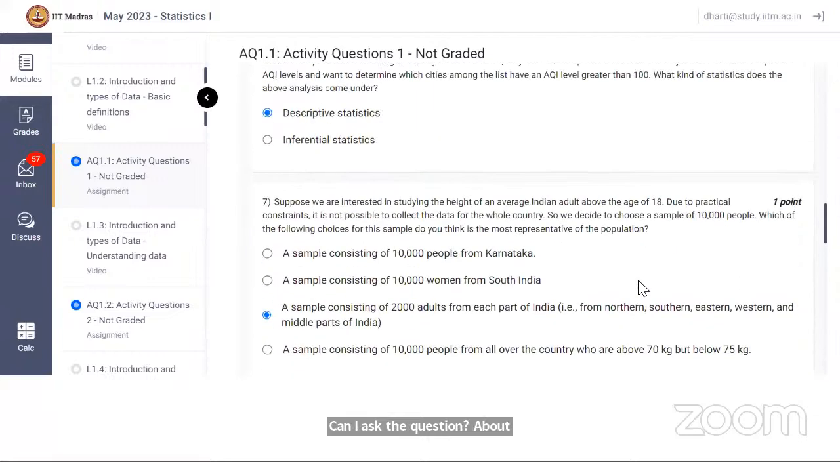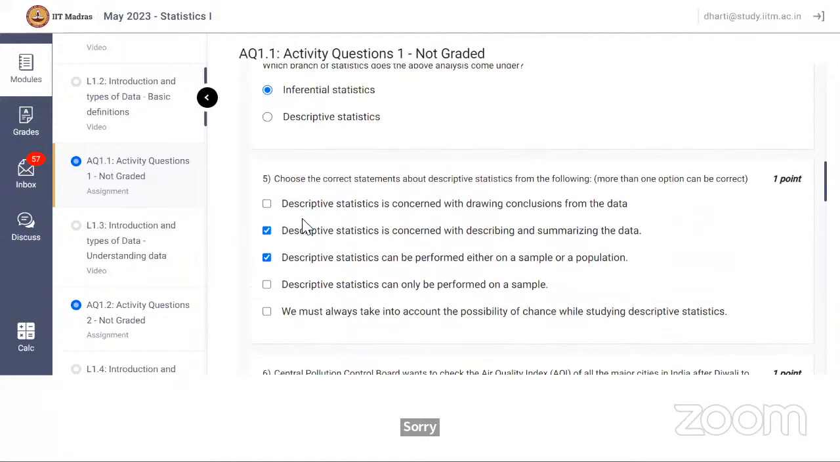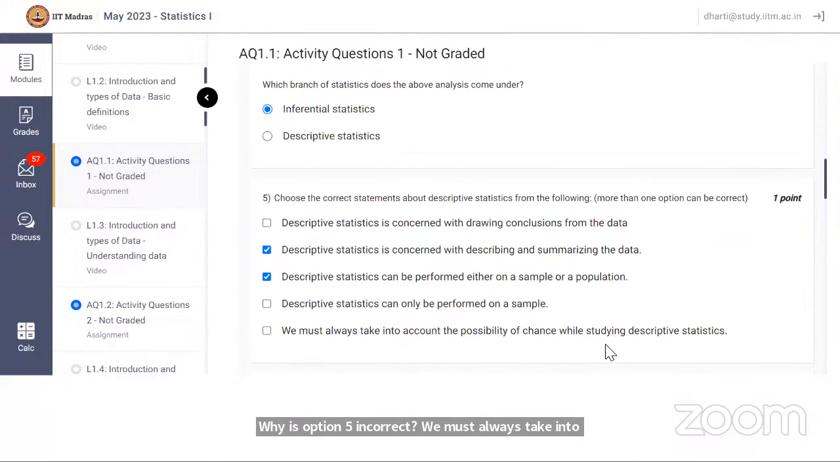Ma'am, can I ask about question 5? Same assignment, descriptive statistics. Why is option 5 incorrect? Why must we always take into account the possibility of chance while studying descriptive statistics? Because we can do it on a sample. If the sample happens to not represent the population well enough, that can also happen because of chance.